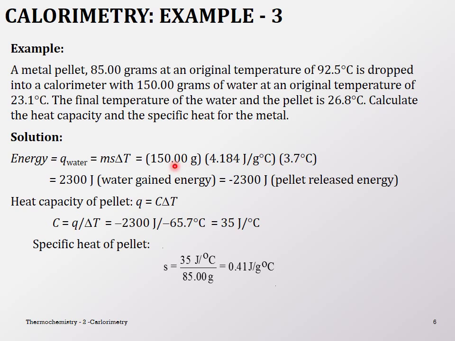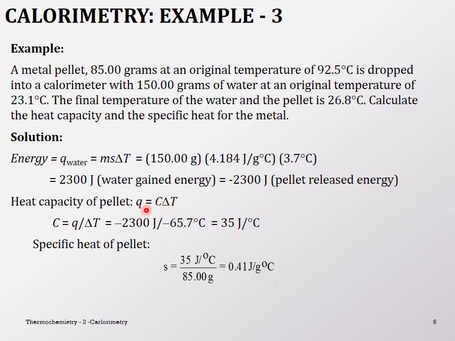So that is the amount of energy that is gained by the water when the metal pellet was dropped into the water, which means that the reverse sign would be how much energy was released by the pellet. If this is the amount of energy that was gained, it must be the equal energy that was lost by the pellet. So now we're going to calculate the heat capacity of the pellet, because now that we know how much energy change has occurred from dropping the pellet in the water, we have to look at the change in the temperature of the water and the pellet.